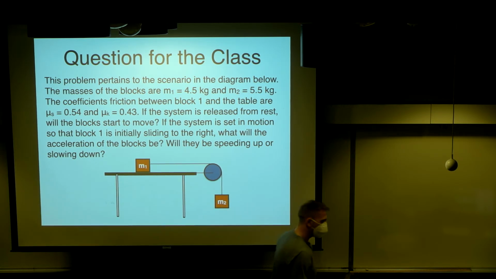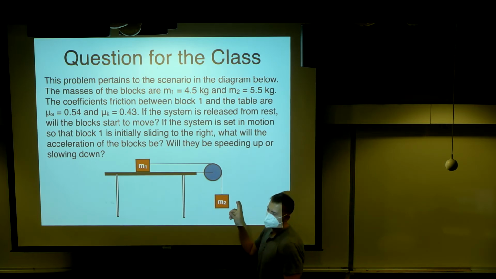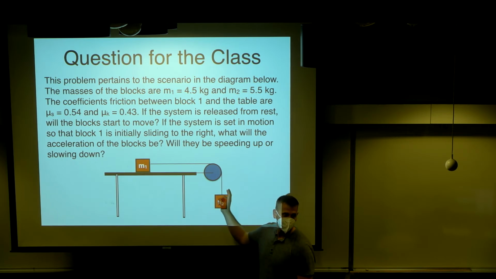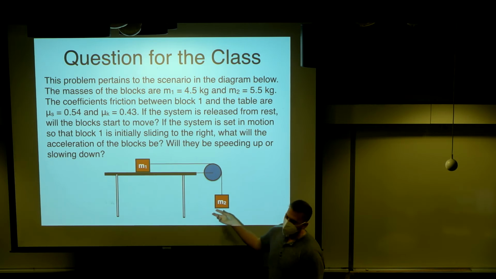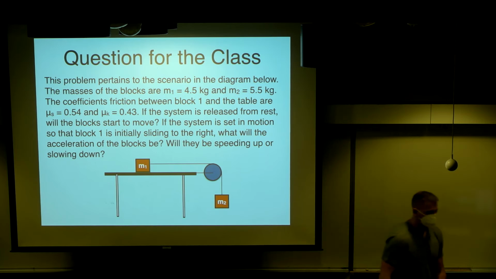What about over here? What do we have acting on block 2? Yeah, there's nothing going on here except weight going down and tension going up. There's not a normal force because it's not resting on any surface. And although, as we learned about today, there's this thing called air resistance, we're going to ignore that, okay? That's always something we're going to neglect. It's a much more complicated problem. All right, so here are the free body diagrams of each block. You need to do them separately because they're separate objects.